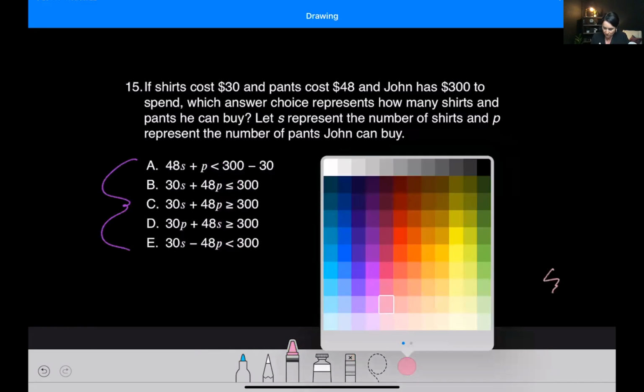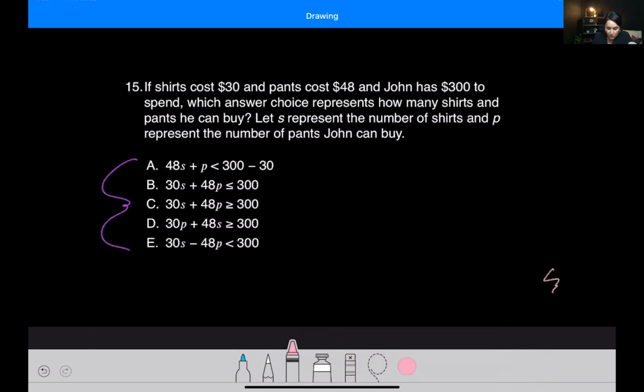Let's go to peach. Okay, so we have, if shirts cost $30 and pants cost $48 and John has $300 to spend, which answer choice represents how many shirts and how many pants he can buy? Let S represent shirts and P represent pants. Makes sense, okay? So we definitely are going to have S attached to the 30 and P attached to the 48. But what I care about initially is this, 300. I have $300 to spend.